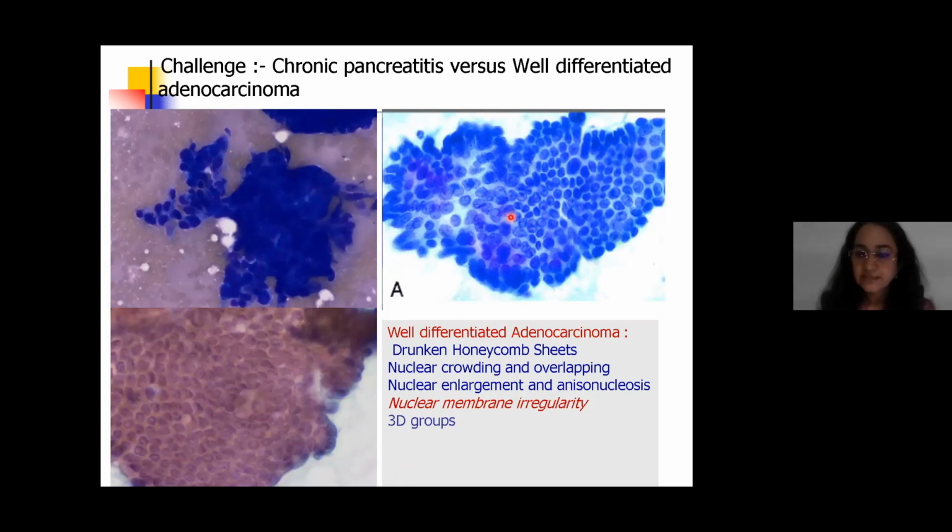So in a well-differentiated adenocarcinoma, you're going to see these cohesive groups of epithelial cells. But if you look within these groups, you can see the classic drunken honeycomb sheet appearance. That is, the nuclei are not uniformly arranged as in a honeycomb sheet. There is some loss of polarity. The nuclei are haphazardly oriented. There is nuclear overlapping, some enlargement, crowding, and some anisonucleosis. You can appreciate in the PAP the nuclear membrane irregularity, which is a very important feature to see.